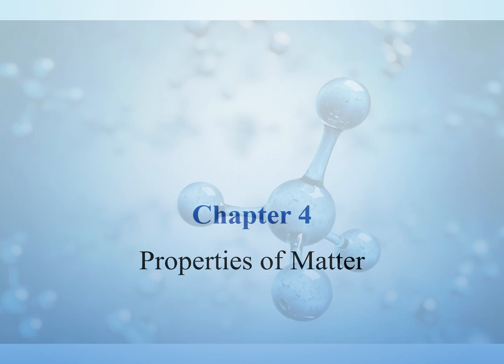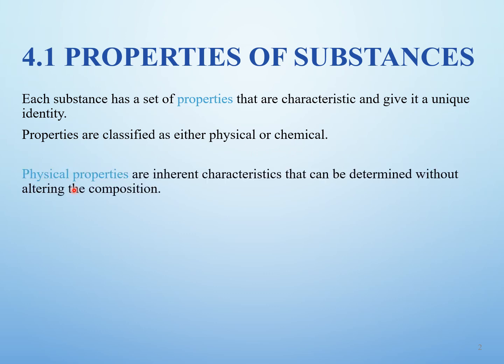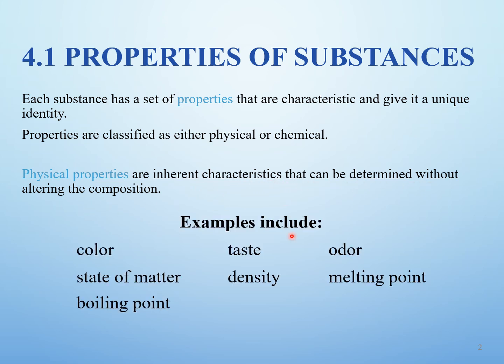Chapter 4, we're going to be talking about properties of matter, chemical and physical properties, also chemical and physical changes. So, we have physical properties or chemical properties here that we will be talking about at first. Physical properties are inherent characteristics that can be determined without altering the composition. For example, a physical property would be its color, taste, odor, state of matter, density, melting point, boiling point. So basically things that you can see and observe.